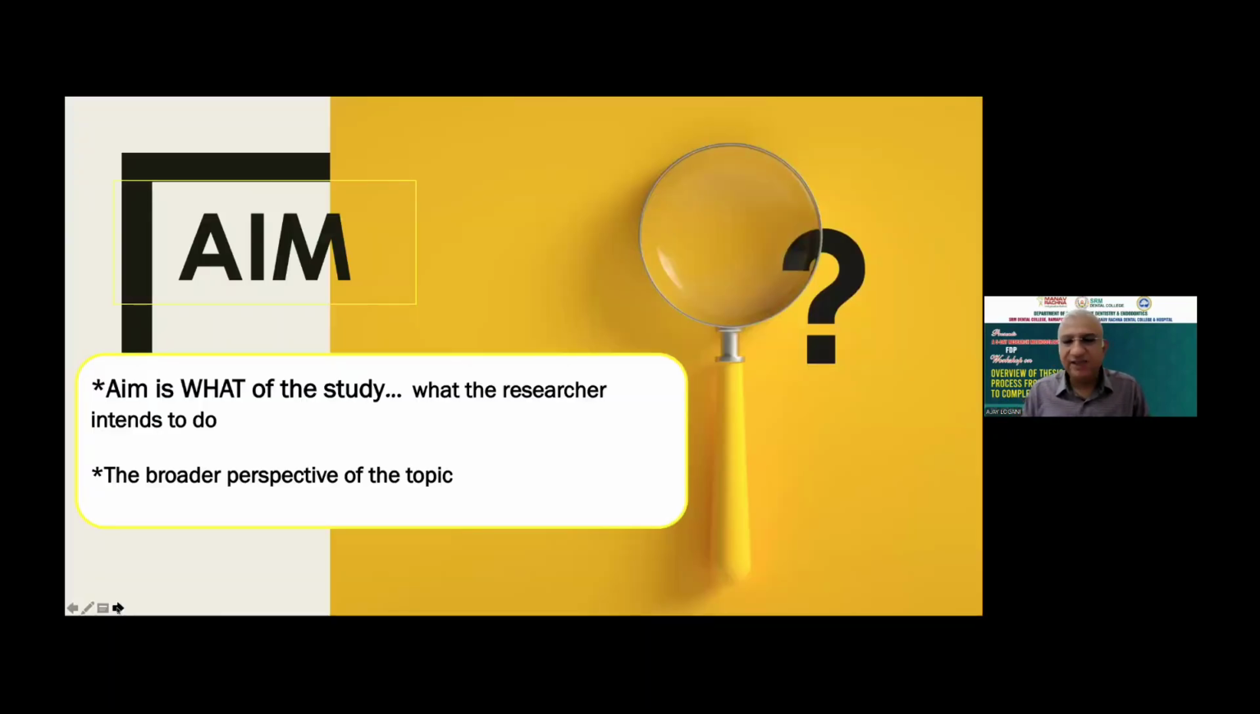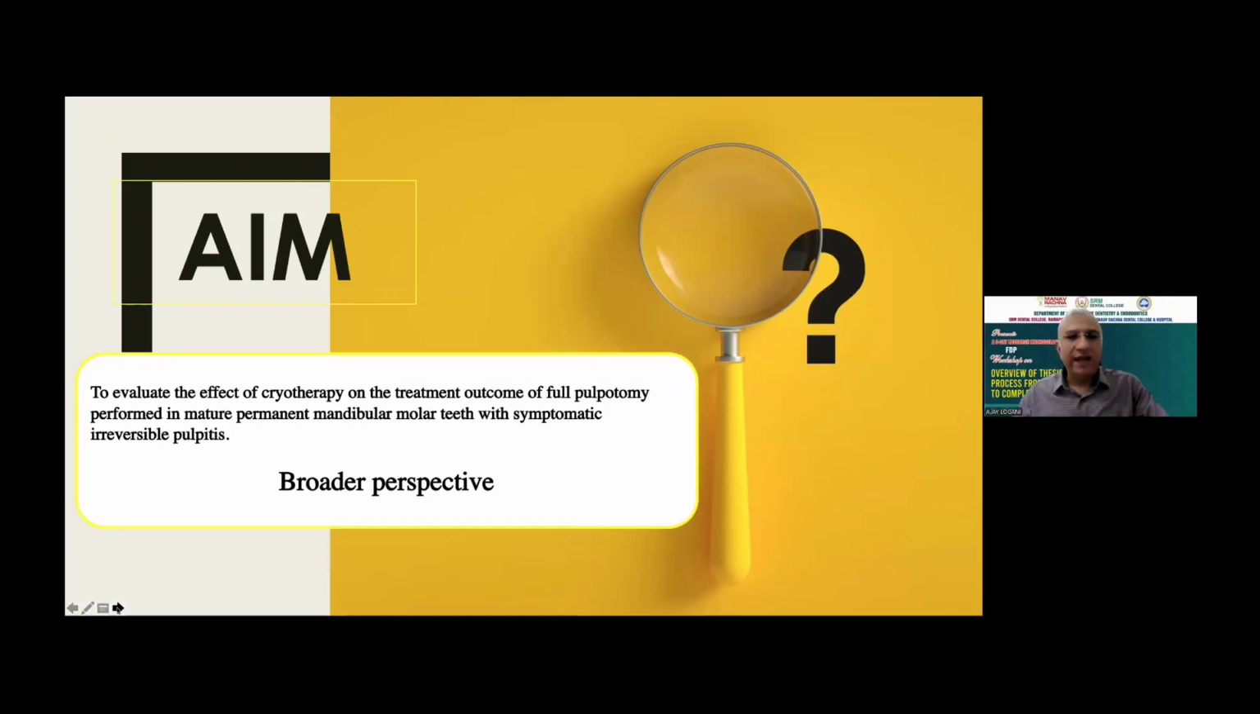Aim is basically the what of the study, what the researcher intends to do. It's always a broader perspective of the topic. What I am looking at doing, in a broader perspective, is what the aim should mention. I will exemplify again at a later stage. You can see that it's there.